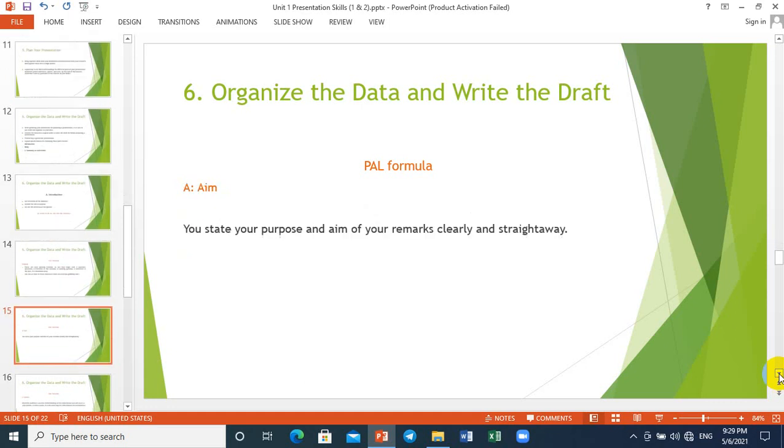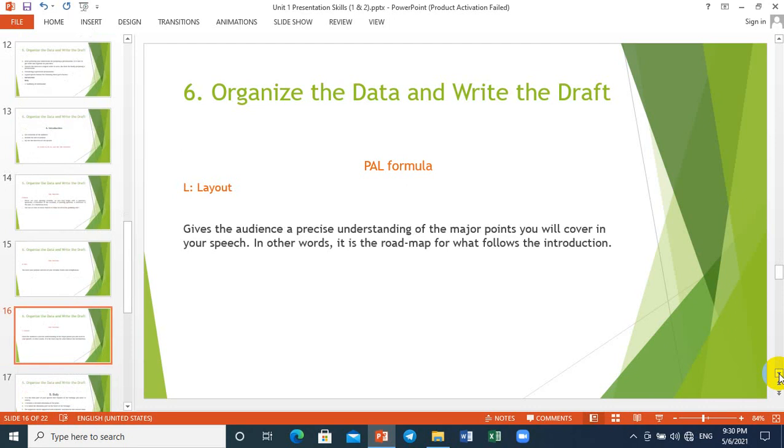A means aim. You state your purpose and aim of your remarks clearly and straight away. So when you start your presentation, we need to tell the audience the purpose of our presentation: what the audience gets after our presentation, and what we want the audience to know after our presentation.